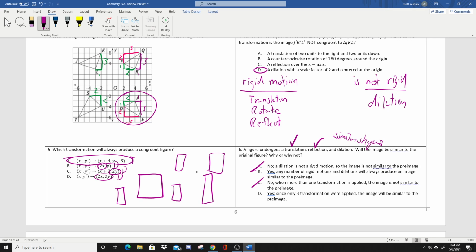And so yes, any number of rigid motions and dilations will always produce an image similar to the pre-image. That is the answer. Yes, since only 3 transformations were applied, the image. What if the 3 transformations were all translations? It would be congruent. The number 3 doesn't have any significance. So there's just no real evidence to anything.